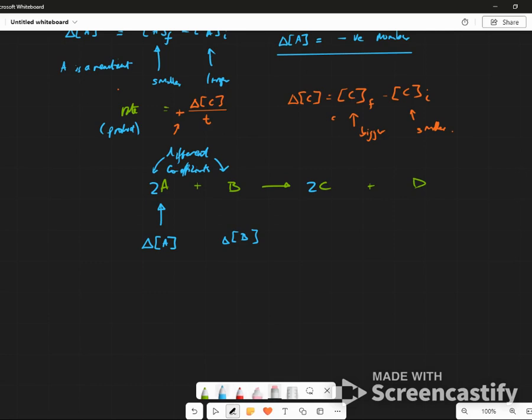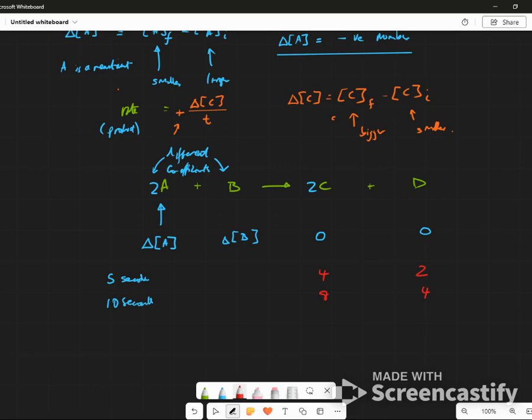Okay. At the start, let's say I've got no C and no D. After, let's say 5 seconds, how much C will I get? Let's say I get 3 of these. Oh, no, let's not use 3 because 3 is annoying. Let's say I get 4 of these. How much D will be formed then? If 4C is formed, how much D will be formed? Exactly 2. And then after another 5 seconds, this is now 8, and this will be 4.